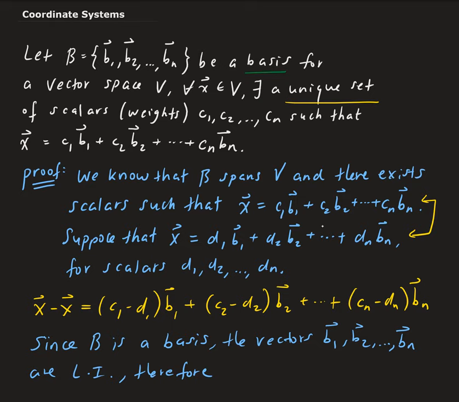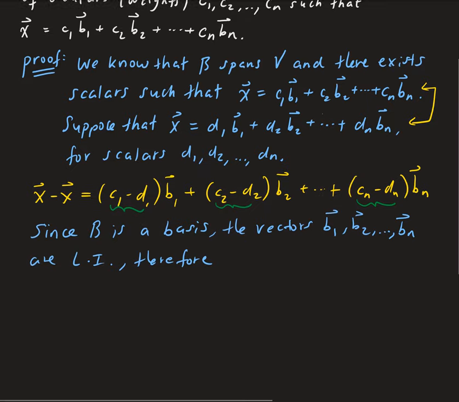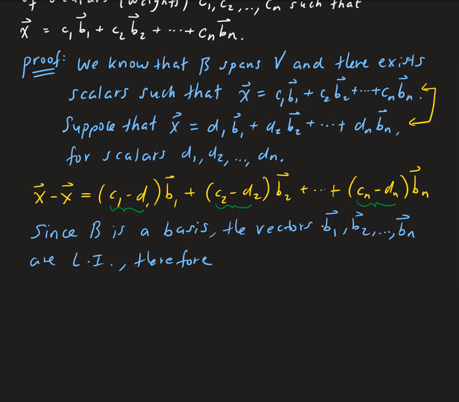If we go back and look at the difference, c1 minus d1 must be 0, c2 minus d2 must be 0, and cn minus dn must be 0, because b1, b2, and bn are linearly independent. For that to happen, the coefficients in front of the vectors must each be 0. Therefore, c1 minus d1 must be equal to 0, c2 minus d2 must be equal to 0, and so on.